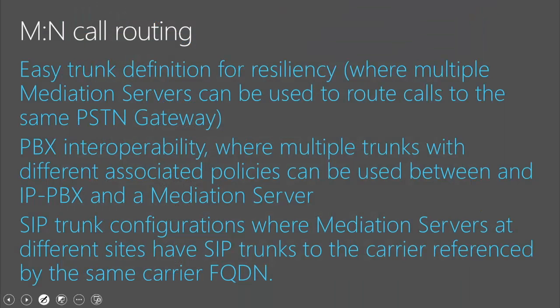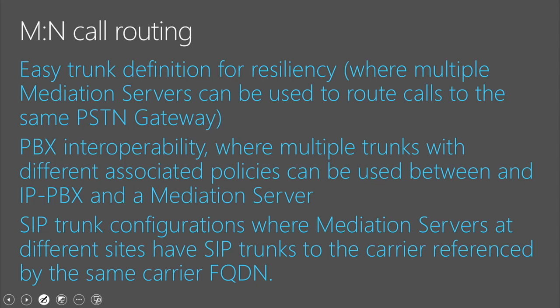Again, that's just some screenshots of the UI. Since Lync Server 2013, we can go through multiple mediation servers to get to the same gateway. And this is great for a number of cases. Maybe for resiliency, we want to account for when mediation servers are down or when pools are down. We want to get to the same gateway. The gateway might still be up. We want a different mediation server to get there. There are some cases in PBX interop that I'm not going to go into where we want to have multiple trunks to the same IP-PBX.